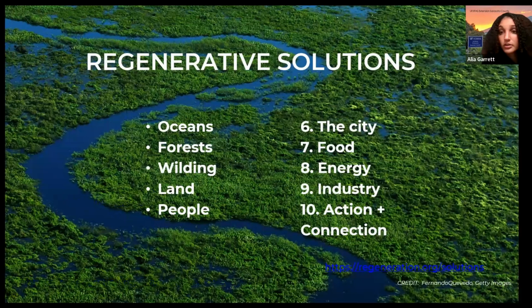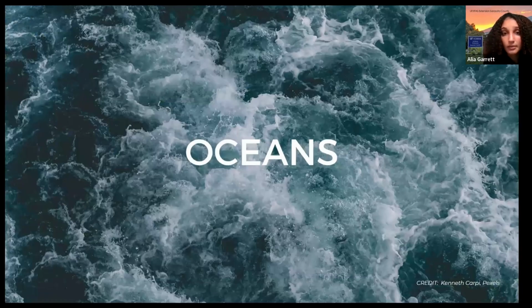All right, so those were the 6 frameworks, and now we're going to talk about solutions. These are all of the solutions that are listed in the book: oceans, forests, wilding, land, people, the city, food, energy, industry, and action and connection. So these are the 6, and there are sub-solutions within each of them. We're going to talk about just a couple of sub-solutions, because as I mentioned in the beginning, there are so many, which is a good thing.